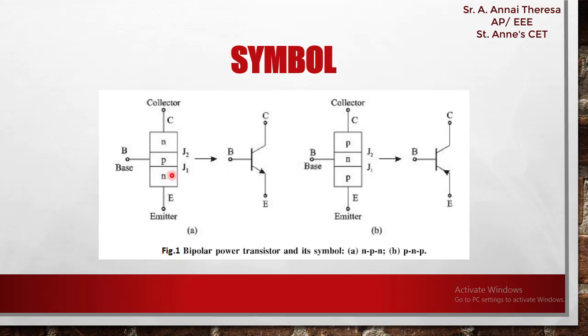So NPN has three layers and two junctions. This is the collector base junction, and this is the emitter base junction. When I explain the characteristics of BJT, I will use these terms, collector base junction and emitter base junction.